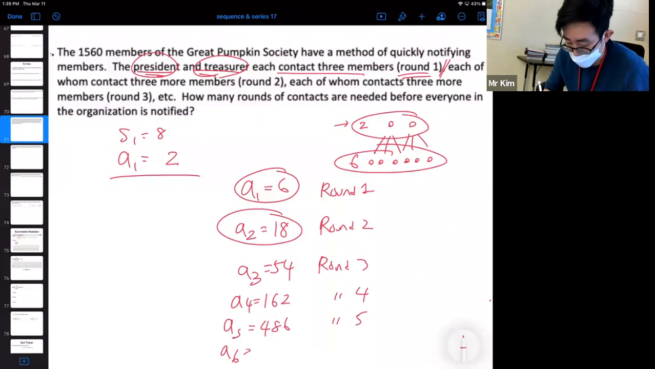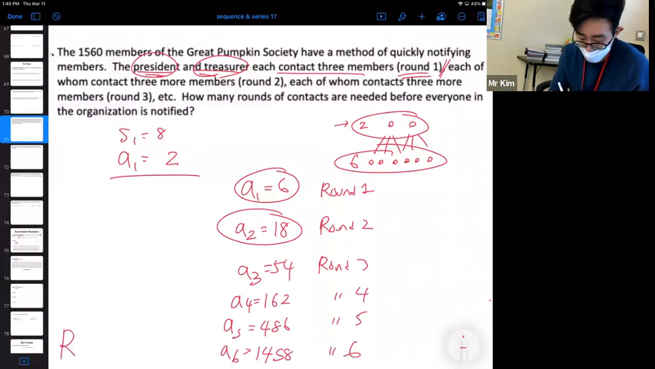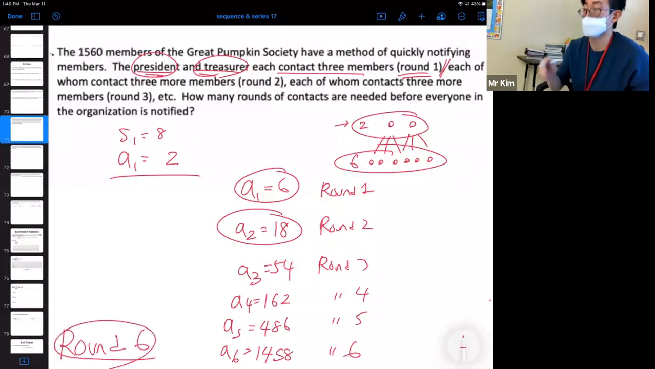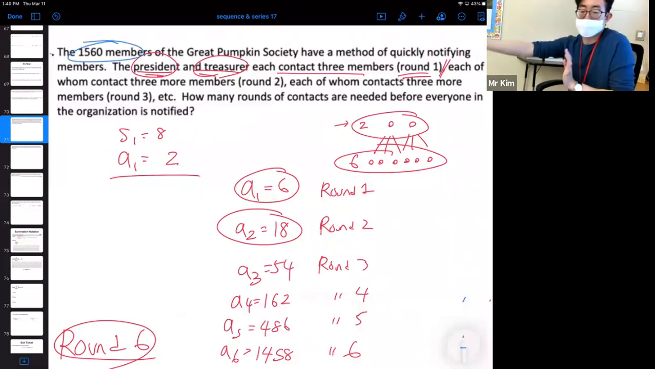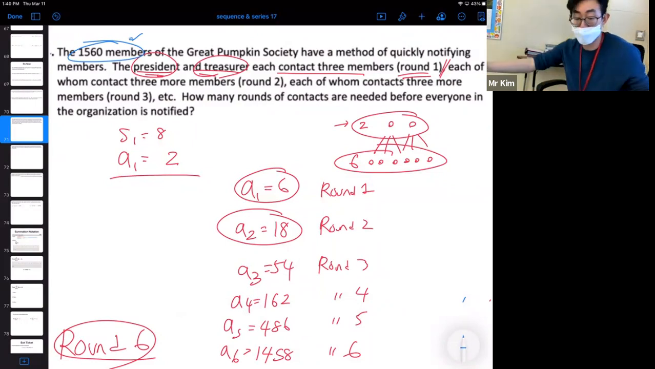And round number 6 is, I think, 1458, right here. And so the correct answer here is round number 6. The answer for this particular question is 6, okay? And here's the reason why. We want to find out how long it's going to take for all of these numbers to add up to at least 1560. We want to contact all of them as much as possible.